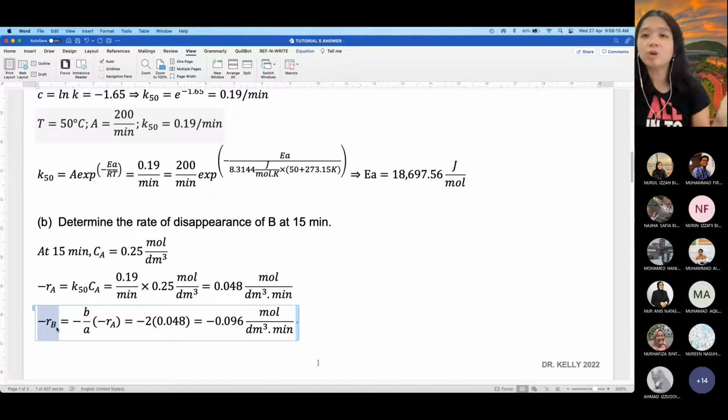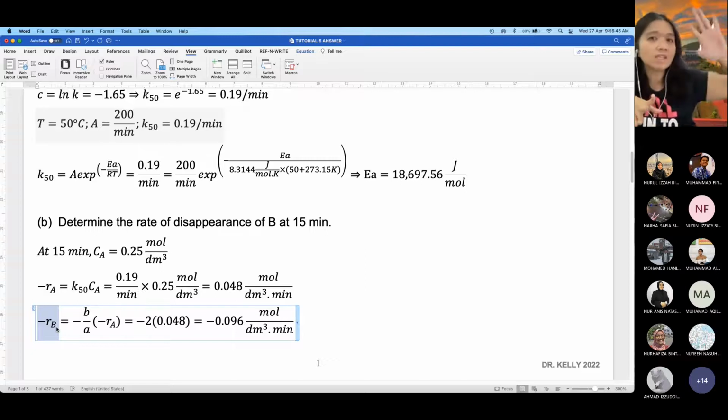To find the rate of any other reactant or product, or basically any other compound, we cannot find it until we know minus RA, which is the rate of disappearance of A, which is the rate law. Why do we need to find minus RA? Because our rate law is based on minus RA. Remember we learned first order or second order reactions to write the rate law. So the rate law is always based on minus RA.